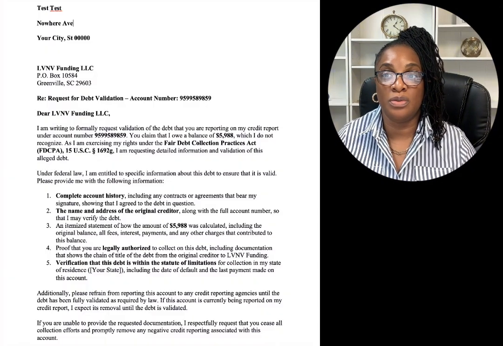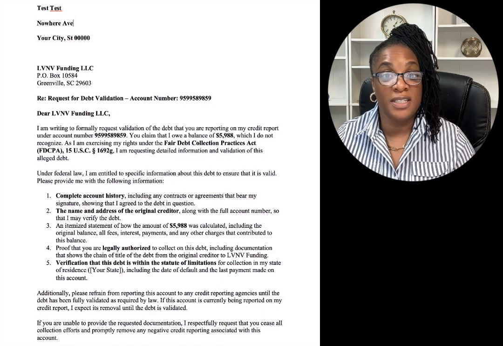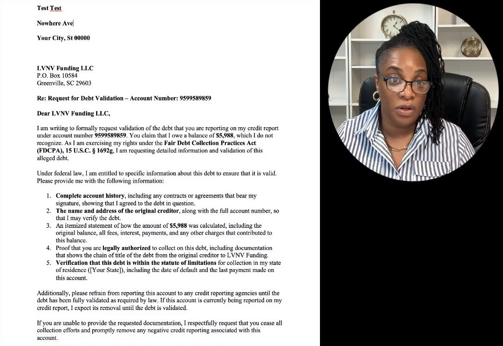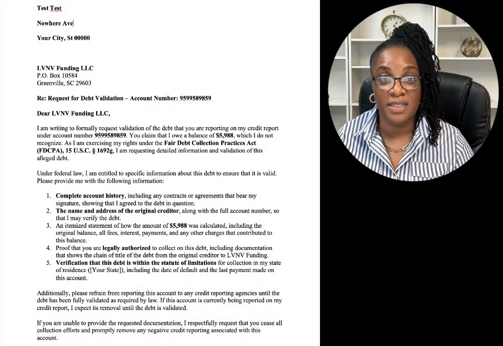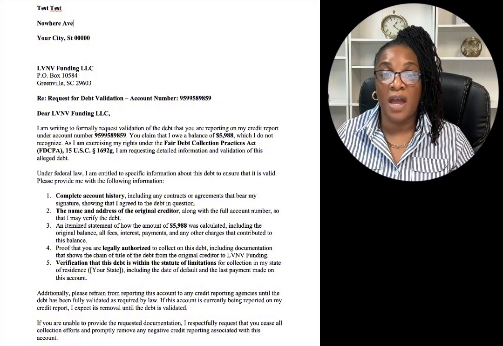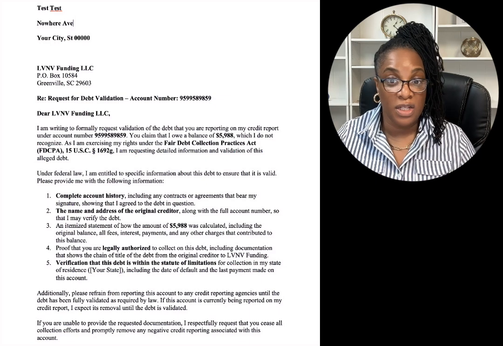Okay, so the first thing that I want to do is show you the first way that I would dispute a collection. Now, this is not like a guaranteed default way that I always send in debt validation letters to collection agencies, because I don't. In fact, I rarely do use debt validation letters in the initial disputing.